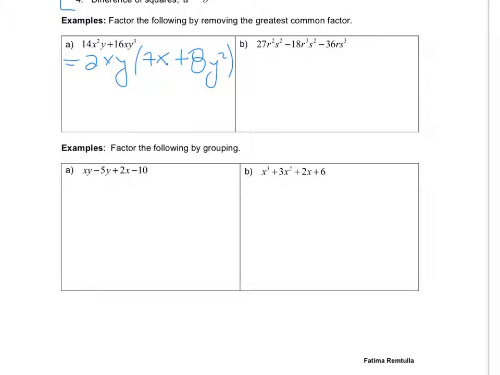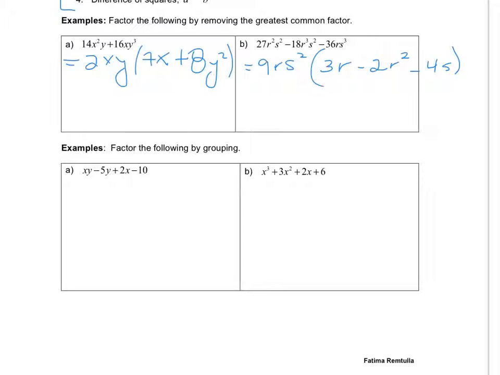Try the next one on your own and pause the video, and then restart the video to check your answer. So I took out a common factor of 9rs squared. So maybe you took out a common factor of 3. So just check really carefully, make sure you get the greatest common factor. I took out an r and an s squared, which left me in the brackets with 3r minus 2r squared and minus 4s. Now, looking in the next set of examples, we're going to factor by grouping.